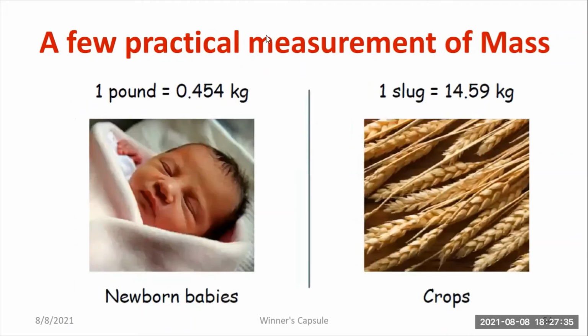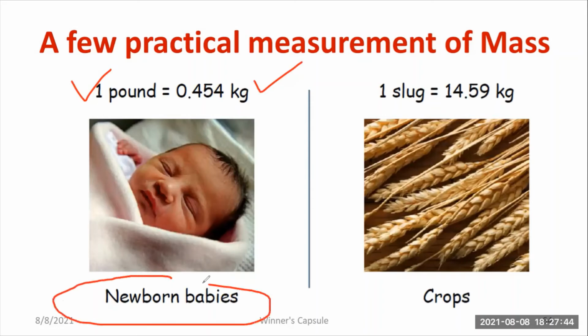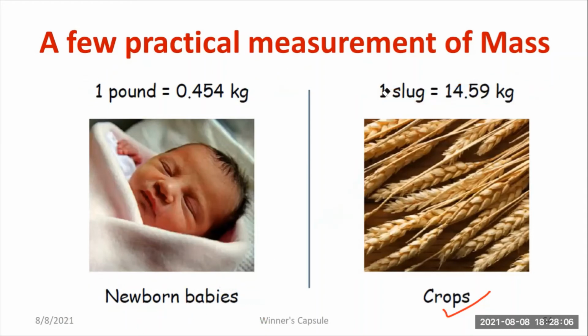Let us continue the discussion. 1 pound will be expressed as 0.454 kilogram, especially used for weighing newborn babies. And regarding the grains, 1 slug is equal to 14.59 kilogram. Crop production all over the country is expressed in terms of slug. 1 slug is equal to 14.59 kilogram. That is a conversion that you have to understand. Hope you are understanding.